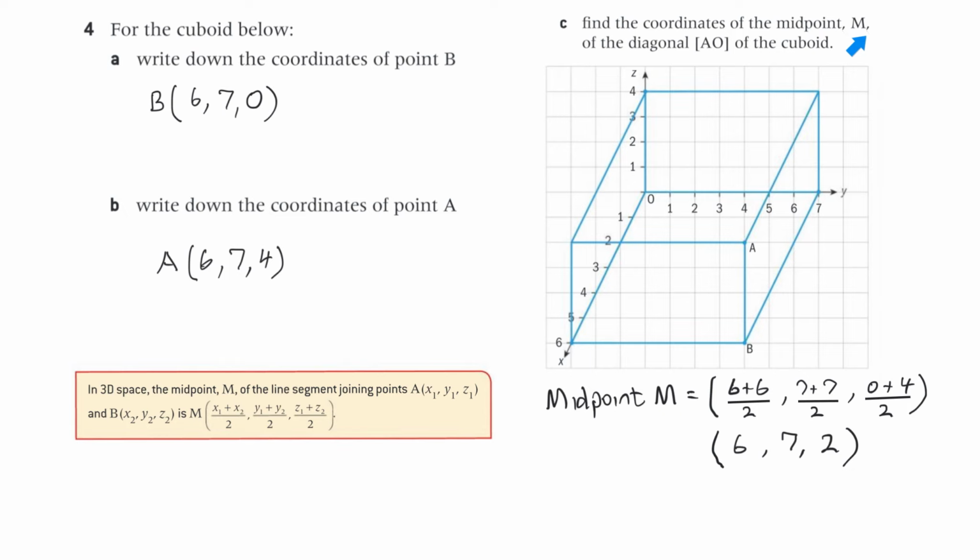Well, now we know the 2 points. Find the coordinates of the midpoint. So we go back to this form. We take the average of the x's. That's 6 plus 6 divided by 2. The average of the y's, 7 plus 7 divided by 2. And the average of the z's, 0 plus 4 divided by 2. This equals 6, that equals 7, and that equals 2.